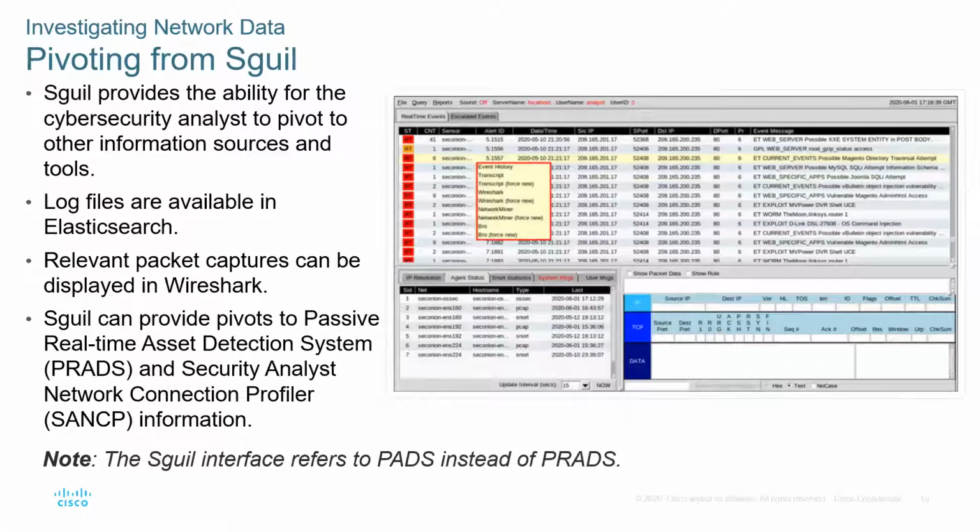SQL will provide the ability for the cybersecurity analyst to pivot to other information sources and tools. So log files, for example, are going to be available in ElasticSearch, and you can go back through and tie into that. Relevant packet captures are going to be able to be displayed in Wireshark. And then you can also provide pivots to a passive real-time asset detection system, or PRADS, or you can also go to a security analyst network connection profiler, SANCP. The SQL interface refers to pads as opposed to PRADS.